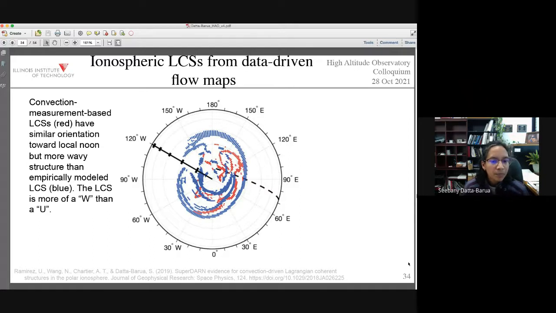And so what he found was that he found the LCSs in red. The blue LCSs are what you would get if you continue to use the empirical model. And what we find is if you use SuperDARN convection to model this E cross B drift, the LCS can actually have a little more structure and variation. It's more of a W here than a U. And this figure of the North Pole is oriented a little differently. The dashed line shows you where local solar noon is.